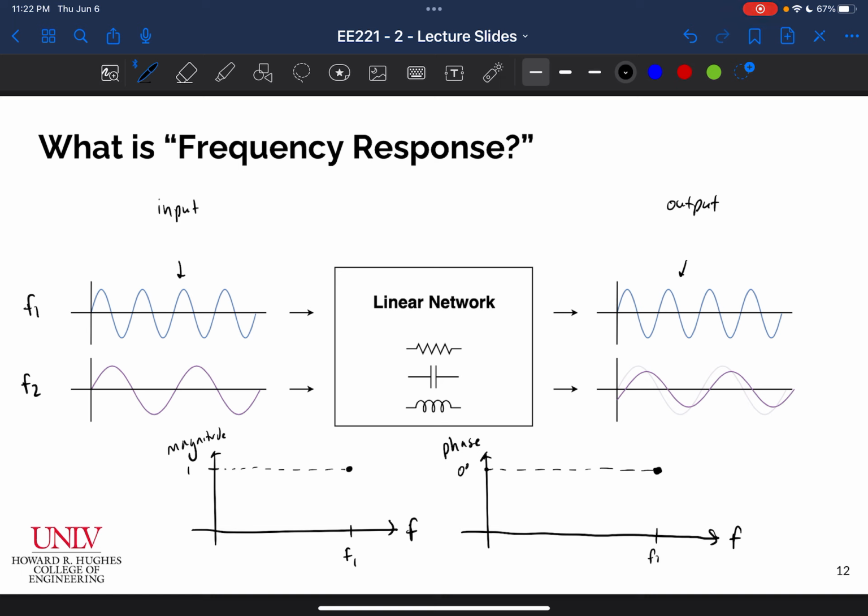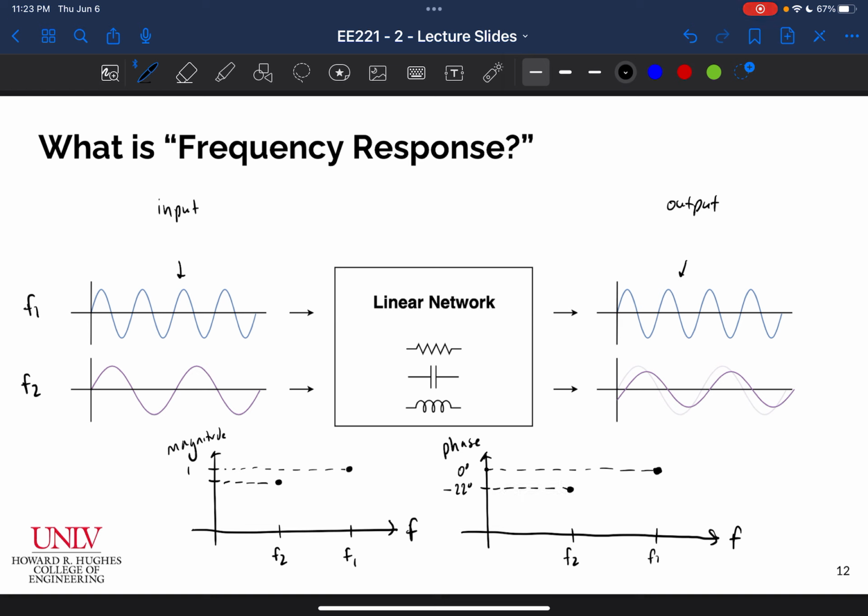But what happens at F2, which is at a lower frequency? At F2, I do have some slight decrease in the magnitude. So I might draw this a little bit lower than 1. It would be somewhere down here. And what happens at F2 to the phase? Well, I have a little bit of a negative phase shift, so it might be something like negative, I don't know, in this case, what does that look like? Looks like it might be like negative 22 degrees or something. So I would draw a point right here.